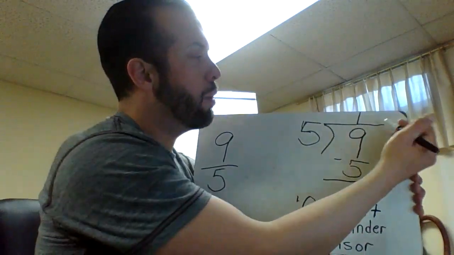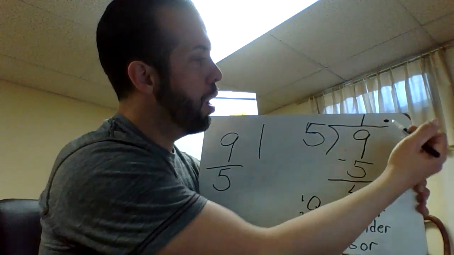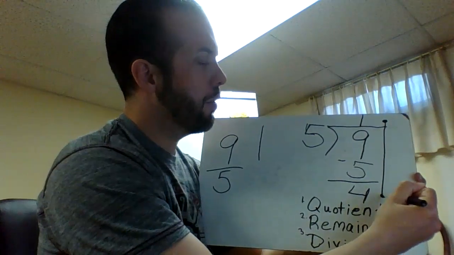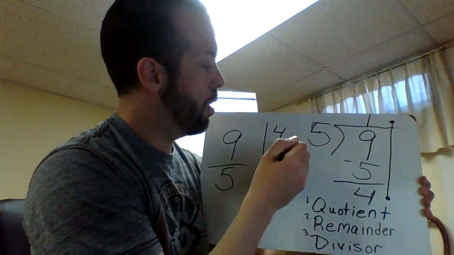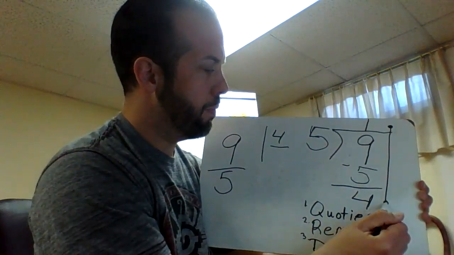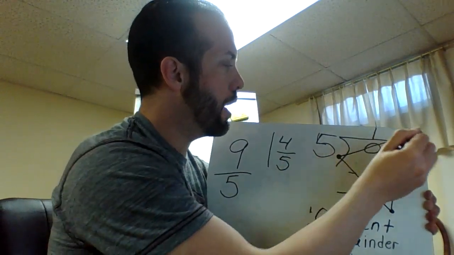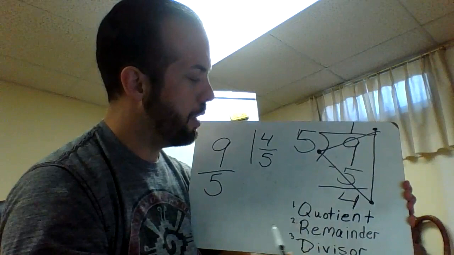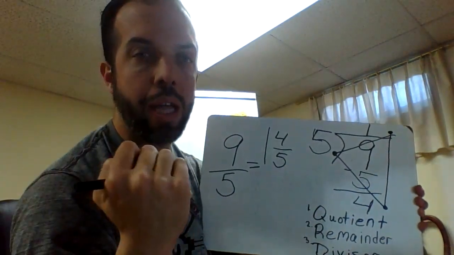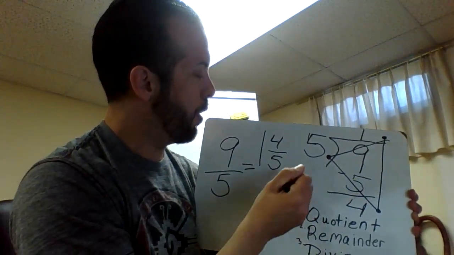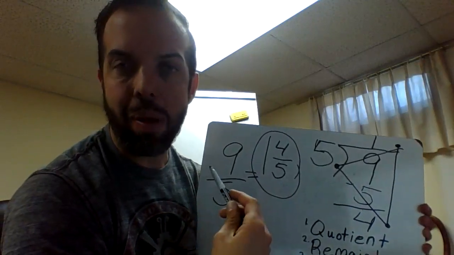What's my quotient? 1. That's going to be my whole number. Go down. What's my remainder? 4. That's going to be my numerator. What's my divisor? 5. That's going to be my denominator. Then fill in the rest of your triangle. My triangle is complete: I have my quotient, remainder, divisor. So 9/5 is equivalent to 1 and 4/5, which would be my answer. Again, equivalent means they are the same amount.